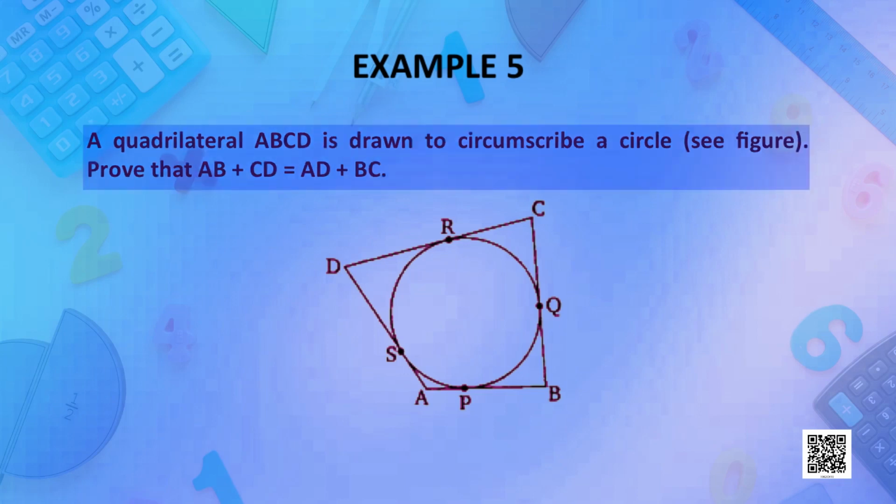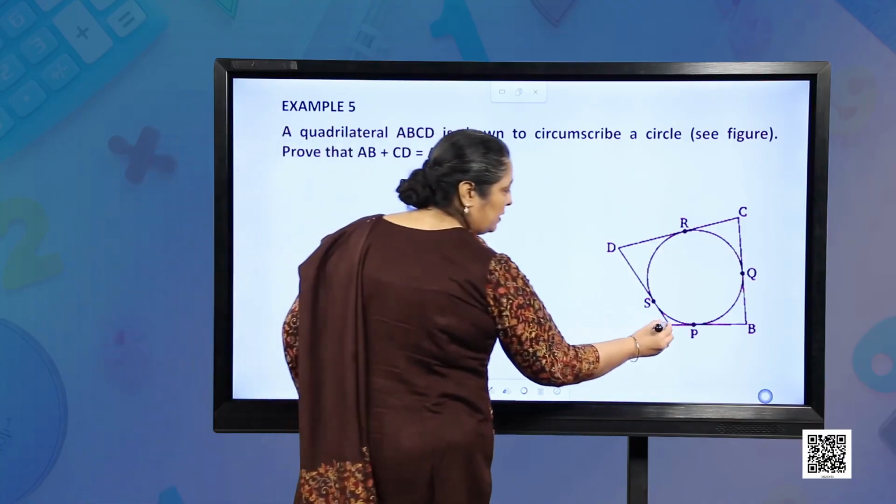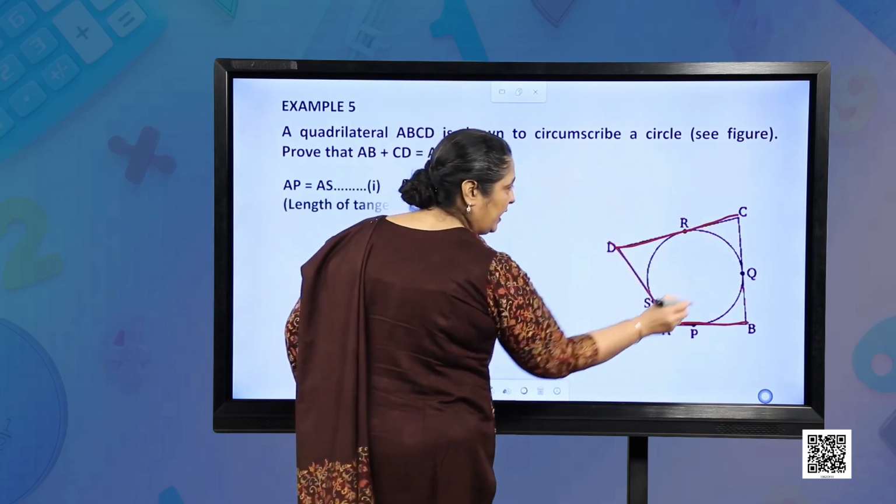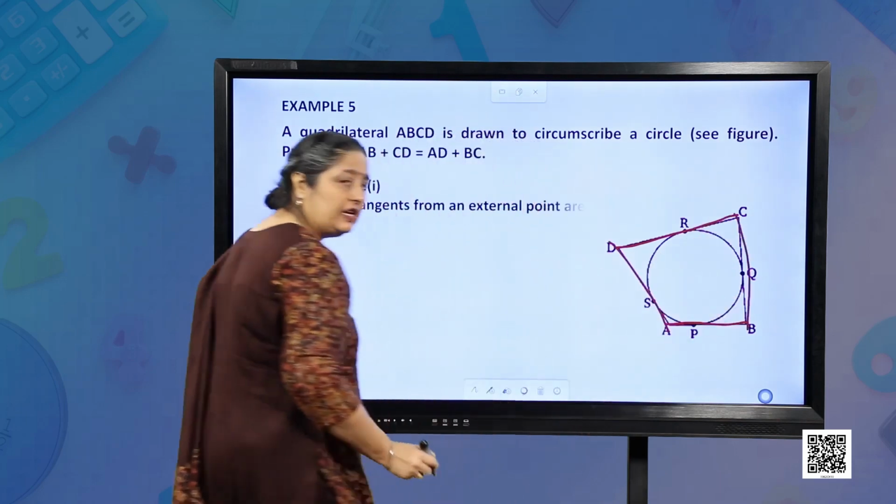A quadrilateral ABCD is drawn to circumscribe a circle. Let us see the figure. We have to prove that AB plus CD is equal to AD plus BC. What is AB? This is AB plus CD is equal to AD plus CB. So, let us see the proof.